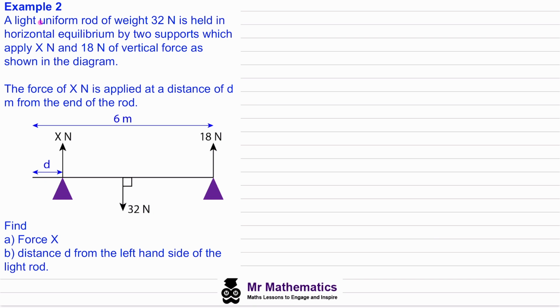Because we're told it's a uniform rod, we know that this 32 newtons will be acting halfway along the rod, which means this will have a distance of 3 meters from the left-hand side. And because it's in horizontal equilibrium, we know the upward forces will be equal to the 32 newtons. So resolving vertically, this tells us X plus 18, the upward force, will equal the total downward force. So therefore, X must be equal to 14 newtons.